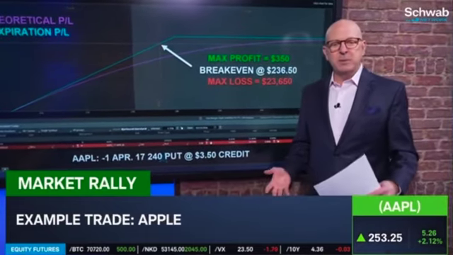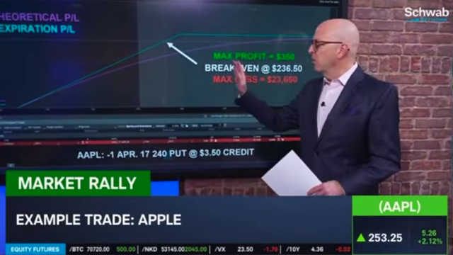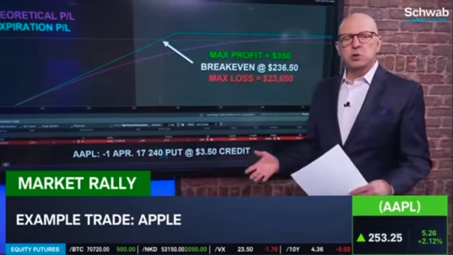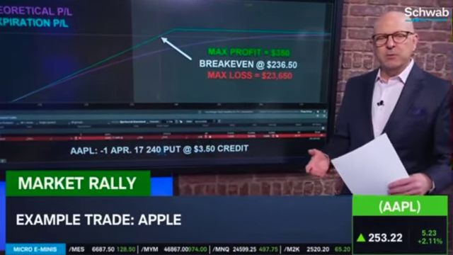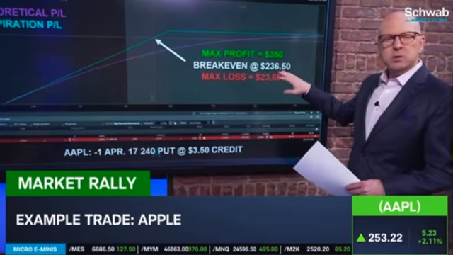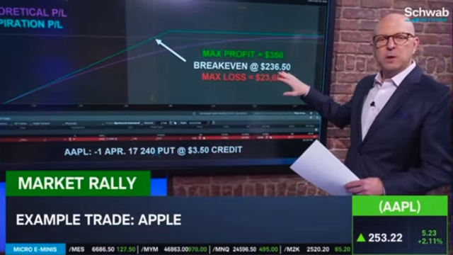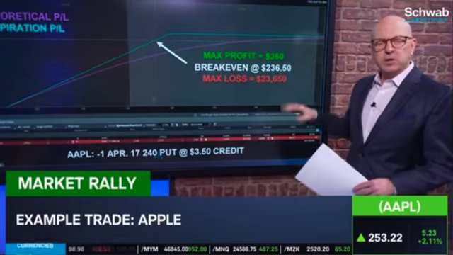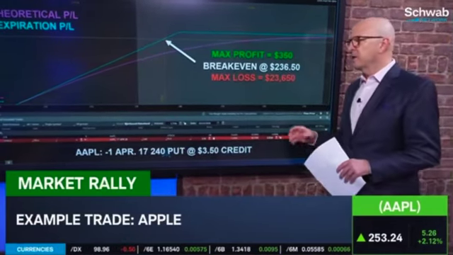Now, I mentioned that it's capital intensive, right? If the stock falls below that 240 level, you're still short those puts. You have that assignment risk that would allow you to buy the shares, but you're buying them all the way down at 236.50. So if you're comfortable owning the shares, this type of strategy also takes care of that.